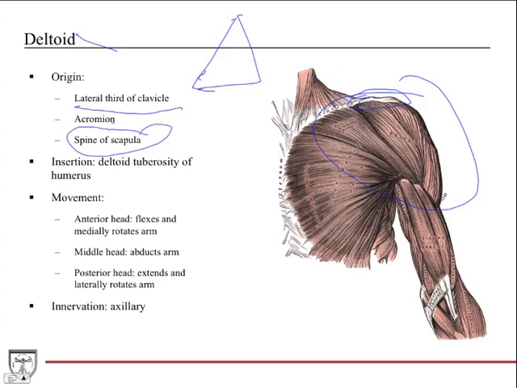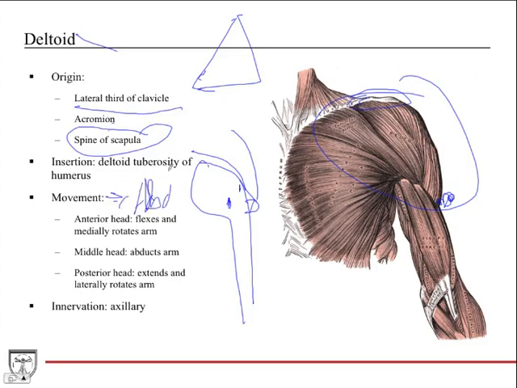It inserts onto the deltoid tuberosity, which is here. So if we show a humerus here like this, you have your tubercles here, kind of here and here. Deltoid tuberosity is this lateral bony projection on the humerus. And so the deltoid comes down here and it attaches here. Now the main movement of the deltoid is abduction.